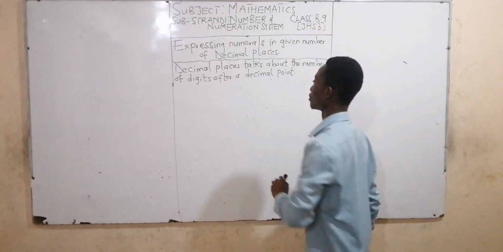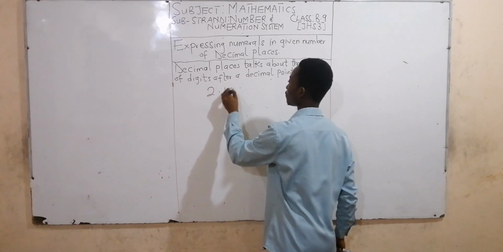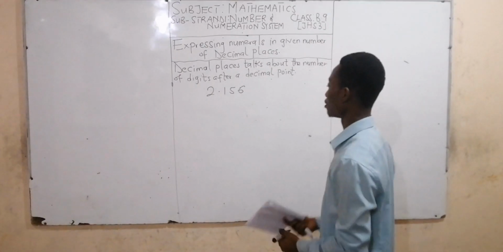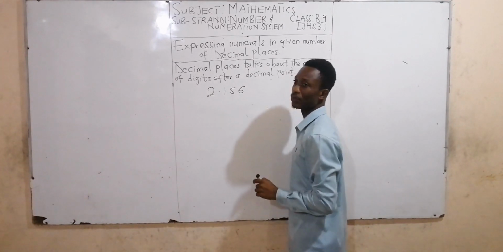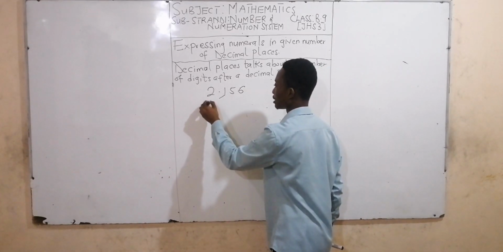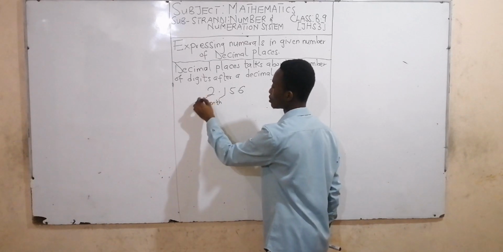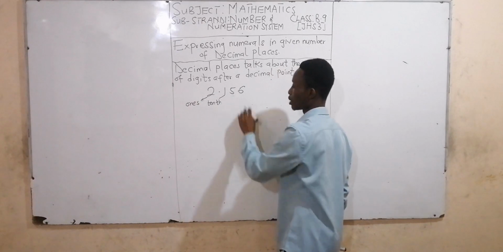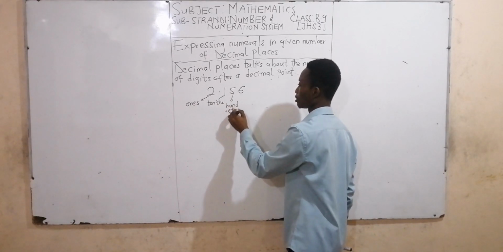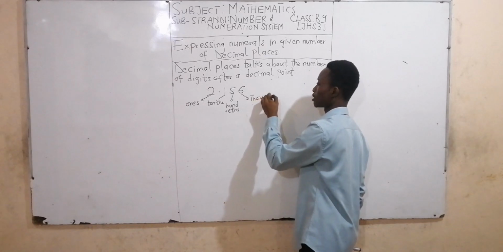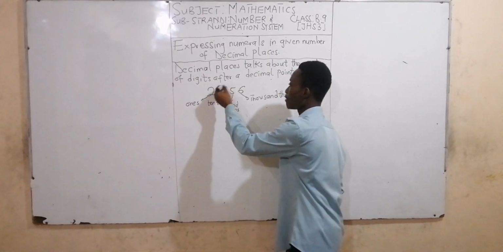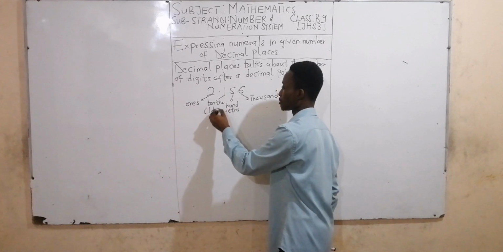Good. So for example, if I should have this number 2.156, the numbers after the decimal point determine what we call decimal place. Now, the first number after the decimal point, with respect to the place value system, falls on the 10th column. Now this 2 is a whole number, so it falls on the 1's column, this 1 falls on 10th, 5 falls on 100th, and 6 falls on 1000th with respect to the place value.